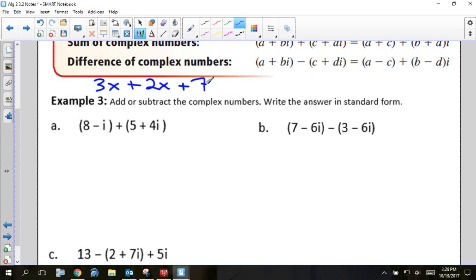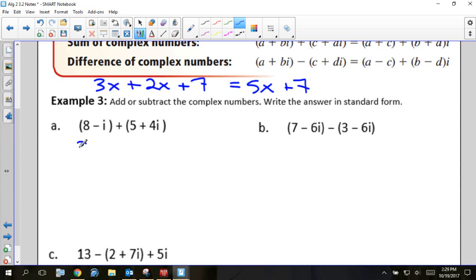3x plus 2x gives me what? Okay. And what do I do with the 7? Just plus 7. Why can't I add 5x and 7 together? Because they are not like terms. In order to add stuff together, we have to have like terms. So when I talk about adding imaginary numbers, the real part and the imaginary part are not like terms. We do it the same way we do stuff with x's.